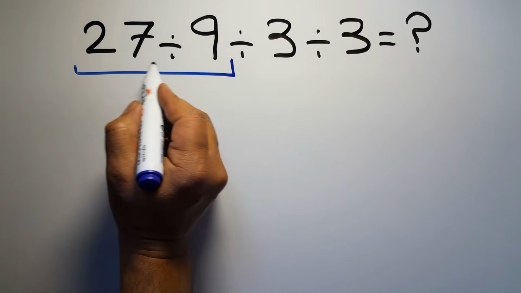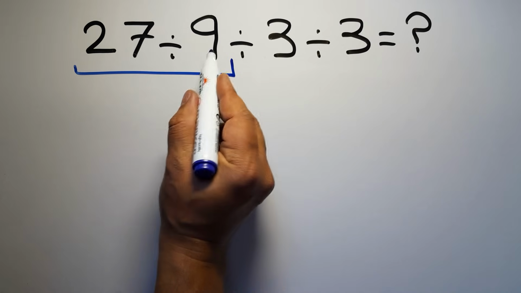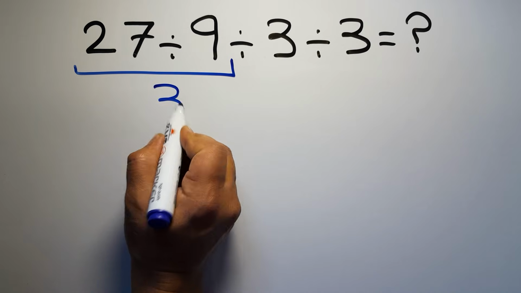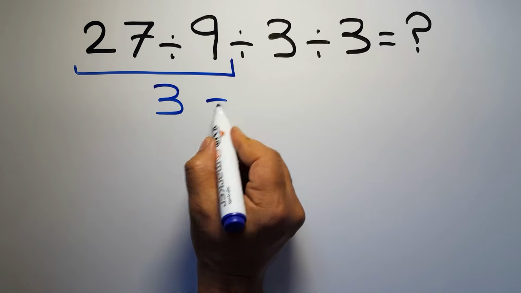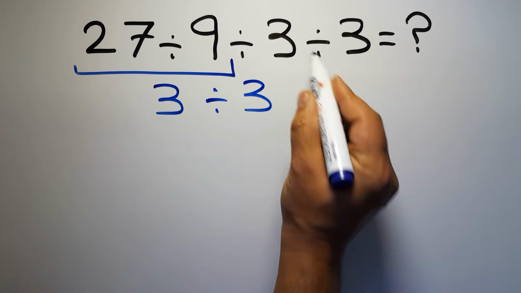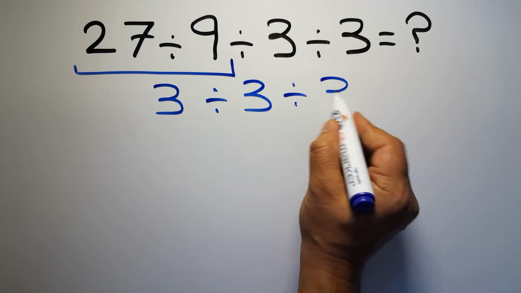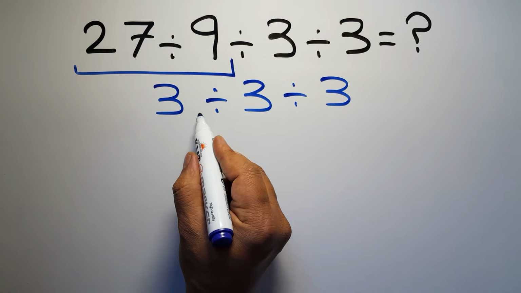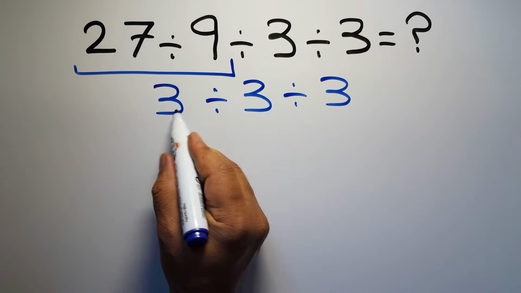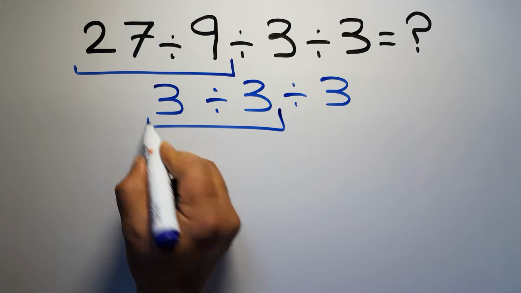So first we have to do this division. 27 divided by 9 is just 3. So 3 divided by 3 and again divided by 3. Now we have to do this division. 3 divided by 3 is just 1.